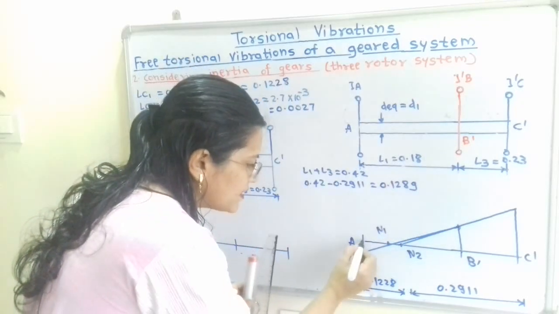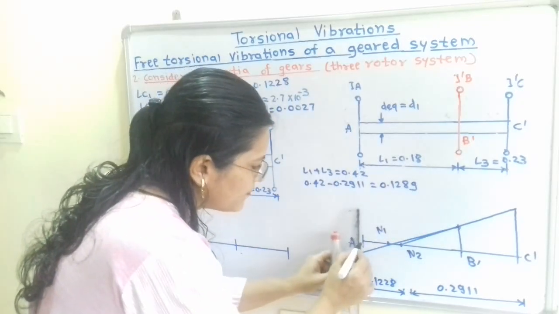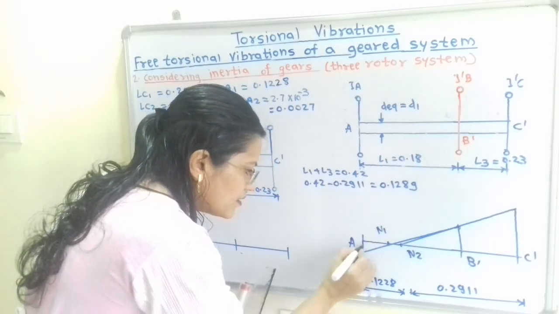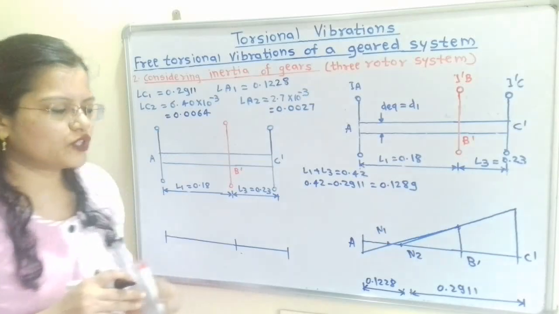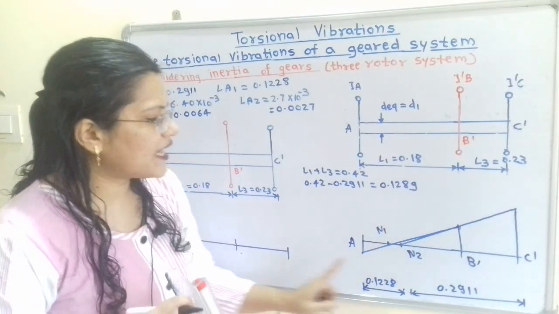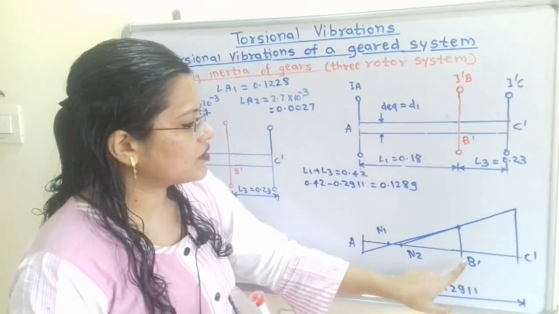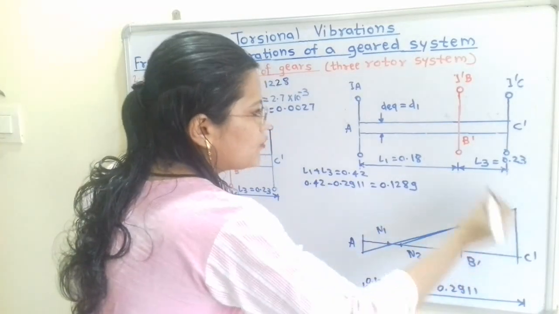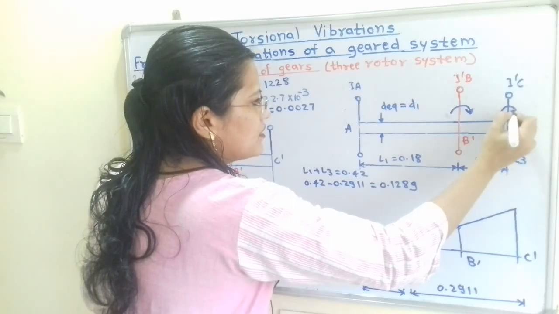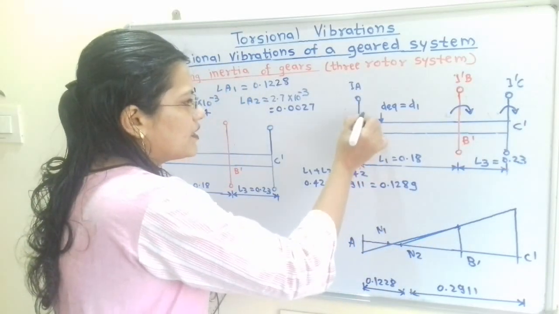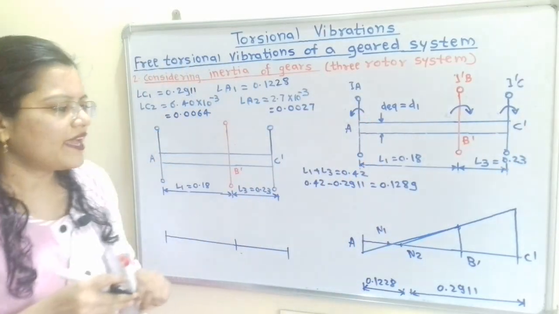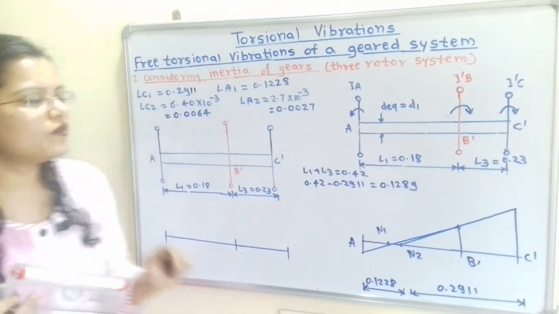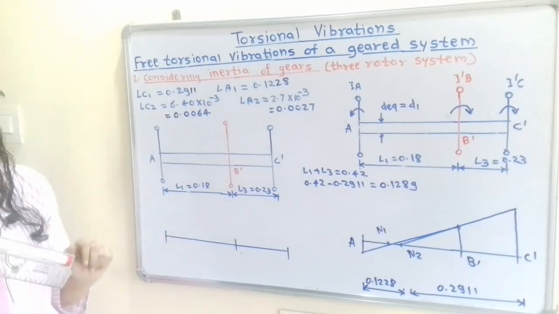So when we join this, again from this rotor A we will join this inclined line. So here this is the line below this horizontal line. So from this diagram we come to know that this rotor B dash and C dash rotate in the same direction because amplitudes are in the upward direction, and this rotor A rotates in the opposite direction. And this is the one node arrangement diagram. Now we will move to the next set, that is LC2 and LA2.